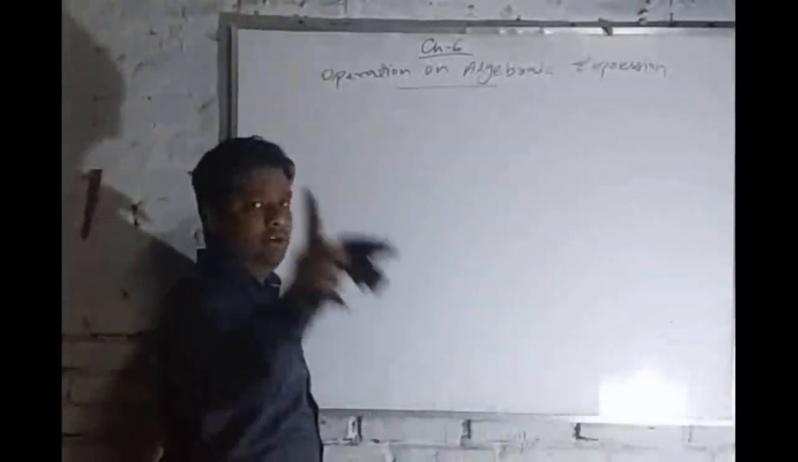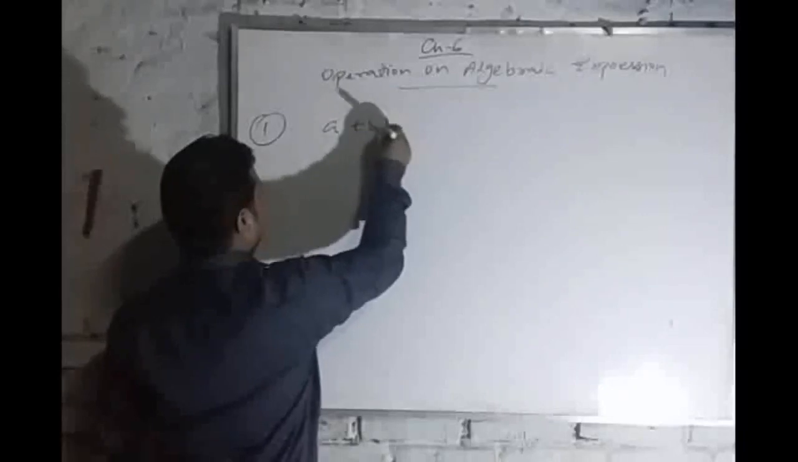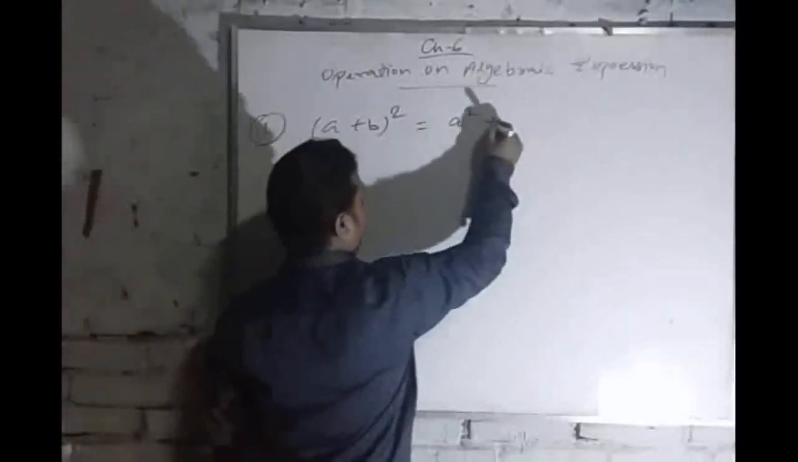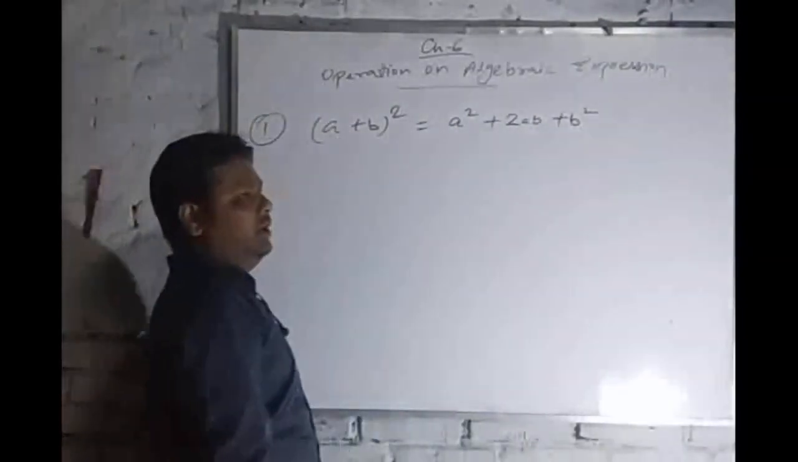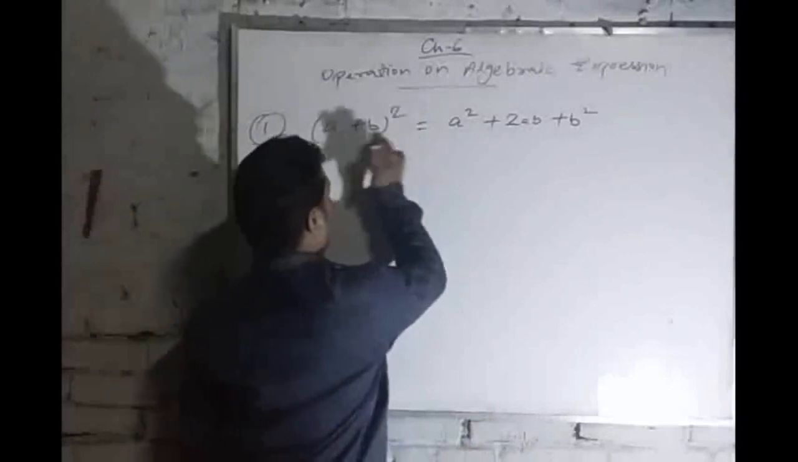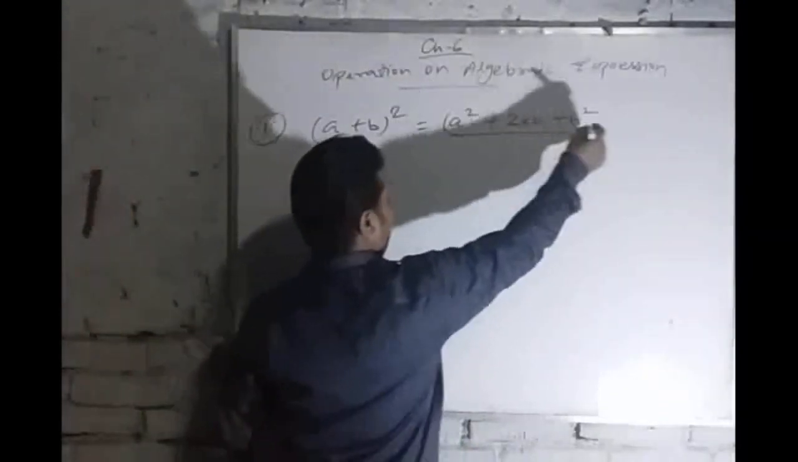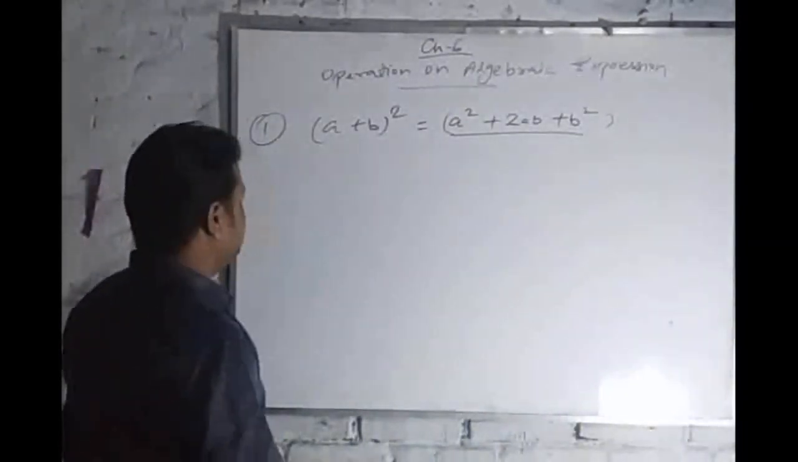At first, the first identity is (a + b)² = a² + 2ab + b². If we don't know that (a + b) to the whole square is equal to this expression, now we have to find it. Let's see.